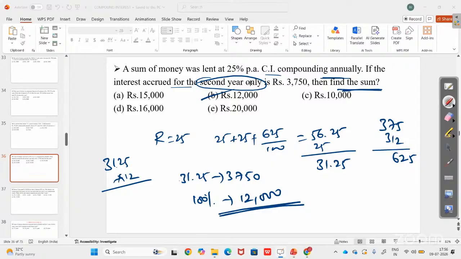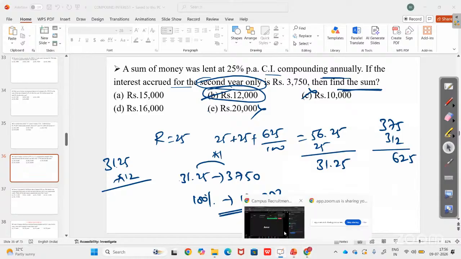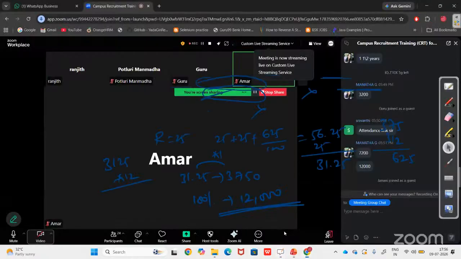So by using options also we can eliminate. So here 31.25 will be equal to 3750. So 10,000 in the sense it has to be cancelled by one time, but it is not cancelled by one time, it is eliminated. Two times is also eliminated, three twos are six, it is also eliminated, 15 and 16 times also eliminated. Directly we'll go with the 12,000 answer. Answer is 12,000.